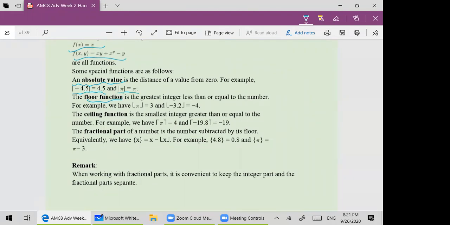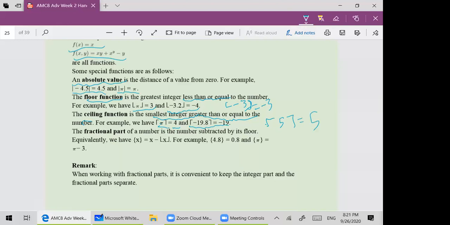The floor function is the greatest integer that's less than or equal to the number. For example, floor of pi equals 3, and floor of negative 3.2 equals negative 4, and floor of negative 3 equals negative 3. The ceiling function is the smallest integer greater than or equal to the number. For example, the ceiling of pi is 4, and the ceiling of negative 19.8 is negative 19, and the ceiling of 5 is 5.